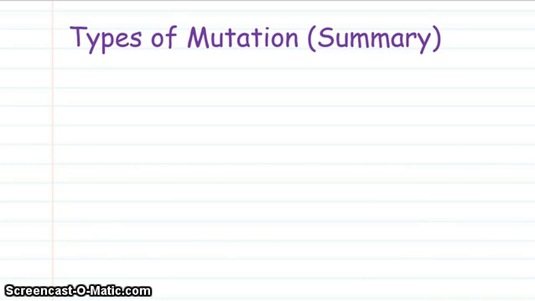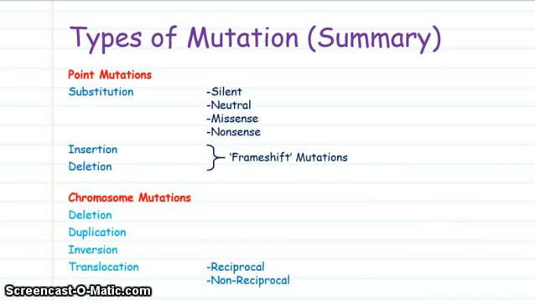So finally, if we have a look at those different types of mutation as a summary, in terms of point mutations, we have substitution point mutations, of which there's silent, neutral, missense, and nonsense. And we also have insertion and deletion, which themselves are frame shift mutations, altering all the codons in the RNA strand thereafter. Chromosome mutations, as we have just seen, deletion, duplication, inversion, and of course translocation, of which there is reciprocal and non-reciprocal.